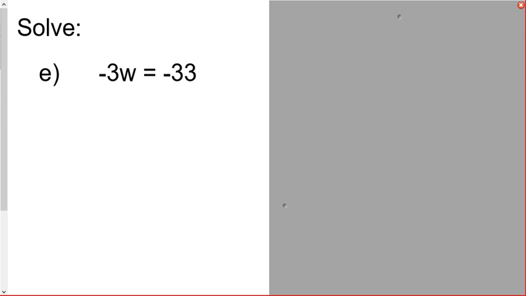Here's our next one. I see that my unknown is being multiplied by negative 3. So how do I undo multiplication? I divide.